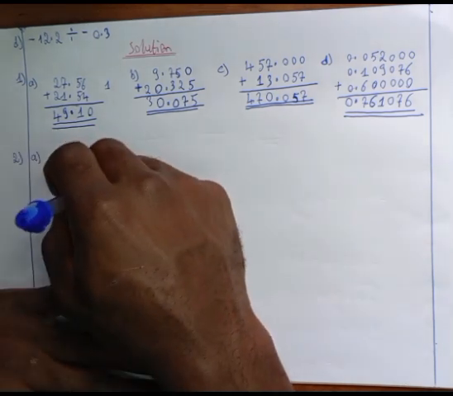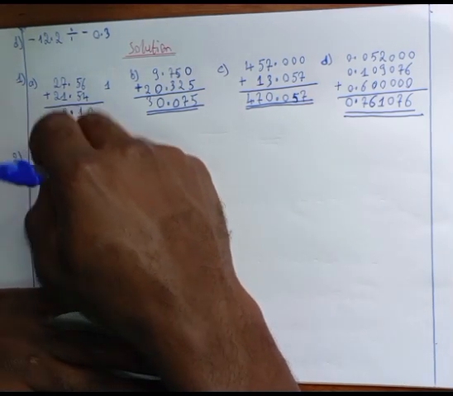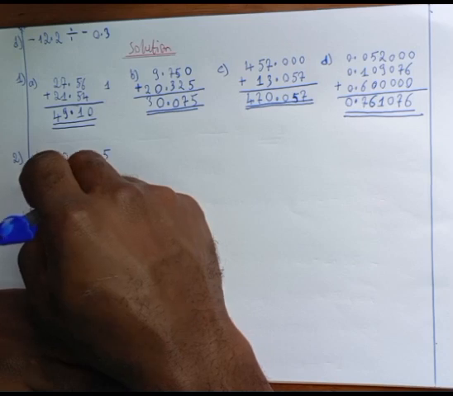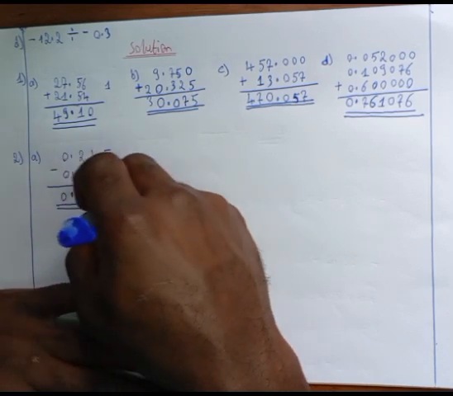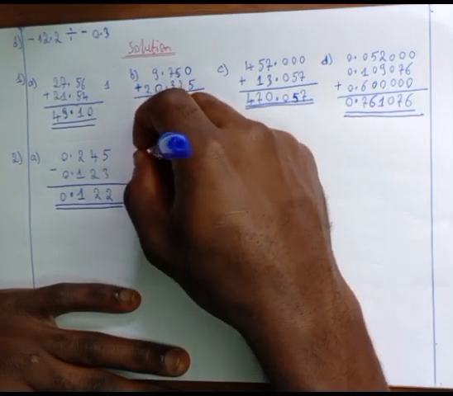2 minus 1 gives us 1. We bring down the decimal point. 0 minus 0 is 0. So the answer will be 0.122. We go now to B.